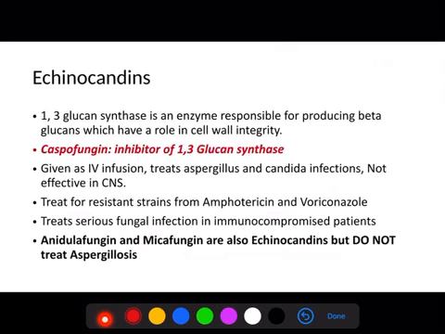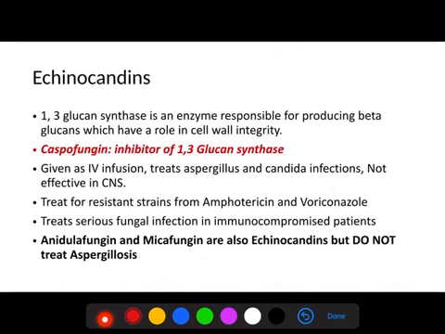Last drug today we will be talking about is echinocandins. Echinocandins is a drug which inhibits 1,3-glucan synthetase. If we look at the diagram again from the beginning, we talked about something called glucan. Glucans are important structures of the cell membrane and are synthesized by 1,3-glucan synthetase. And these glucans have a role in cell wall integrity. Therefore, if we inhibit the synthesis of beta-glucans, we can inhibit the cell wall formation, and thereby we can cause fungal cell death.